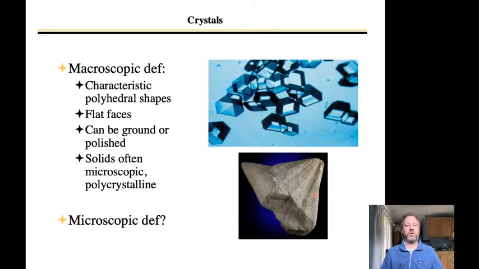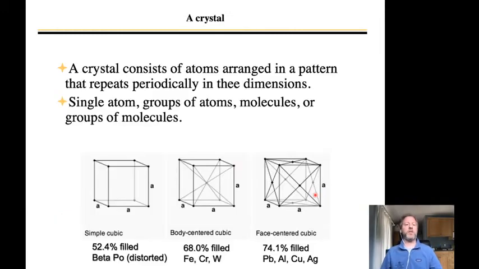So we sort of know what a crystal is, but microscopically, what is a crystal? A crystal is atoms that are arranged in a regular pattern in 3 dimensions. It's easier to think about this in 2 dimensions, so you can tile the floor with squares or with hexagons, but not with pentagons. So in 3 dimensions, there are only so many different ways that you can fill space. The easiest way to think of is a cube.